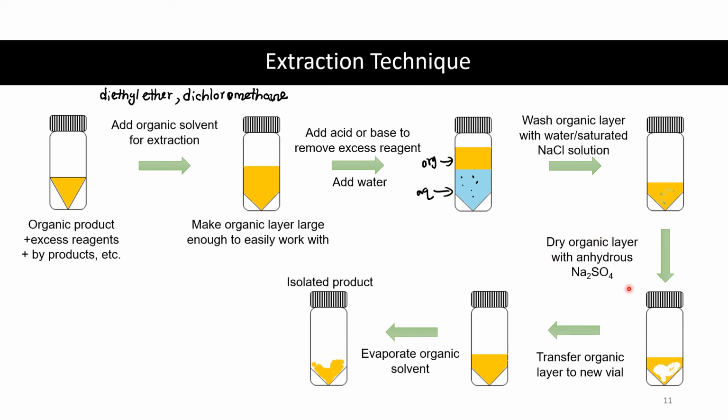As a further step, to dry the organic layer, we add anhydrous sodium sulfate, which also has a high capacity to absorb water present in the organic layer. So we do that to make sure the organic layer is completely dry of water. Usually we transfer the organic layer to a fresh vial and apply gentle heating to get rid of that solvent. So we had our final product at the end isolated.